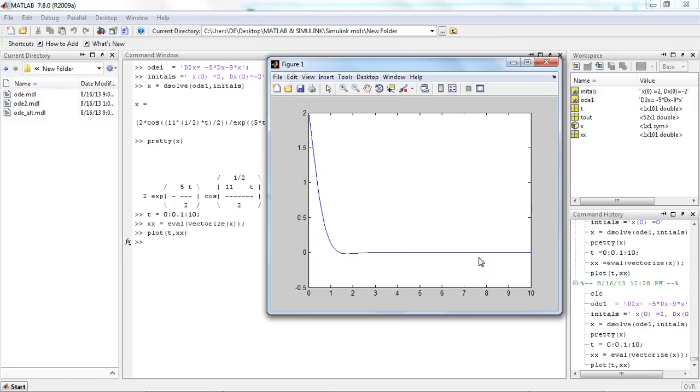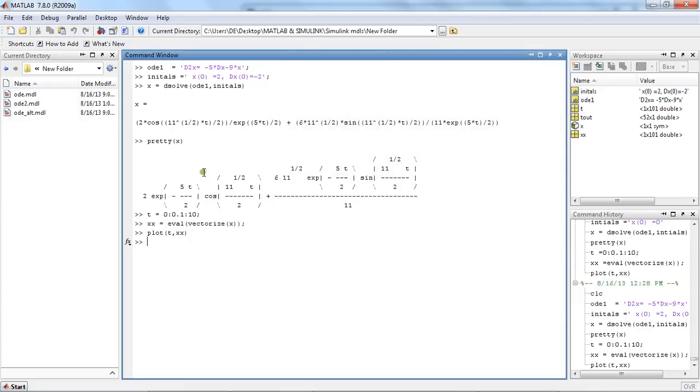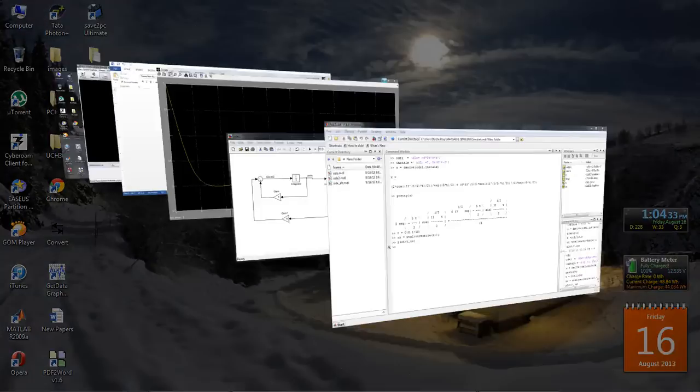So this is the final solution of this particular ordinary differential equation, and this is how we try to solve second order differential equation using MATLAB codes, which I've done over here, as well as using Simulink. Clear? So let's take another problem.